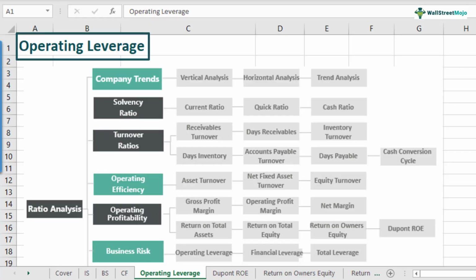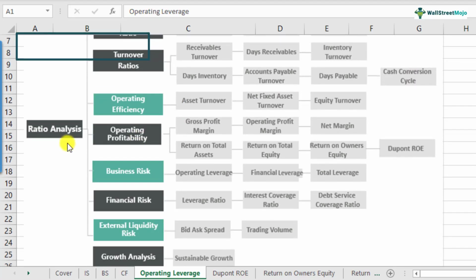What is operating leverage? Operating leverage is a part of the ratio analysis framework and it comes under the business risk category. Operating leverage primarily tells us how the company is utilizing its fixed assets to generate higher operating profit. If you remember from our earlier videos, operating profit is basically the earnings before interest and taxes. So that's what we are talking about. What does fixed cost have to do in this context?